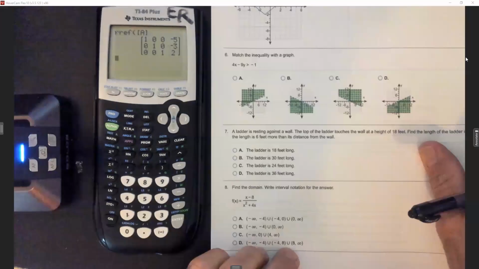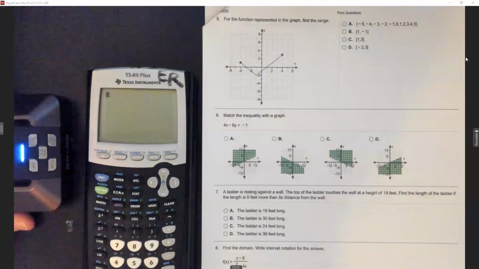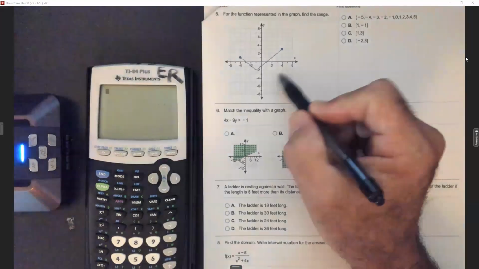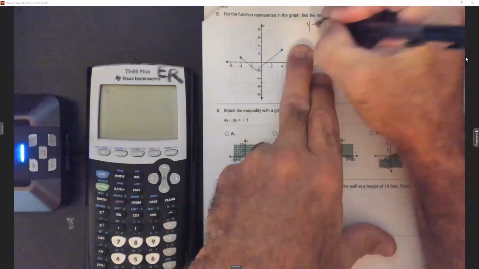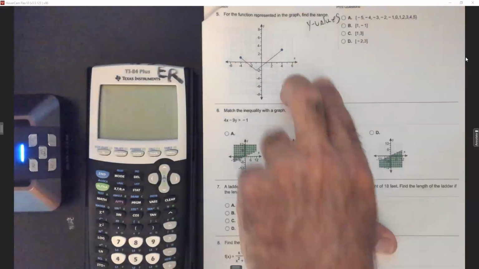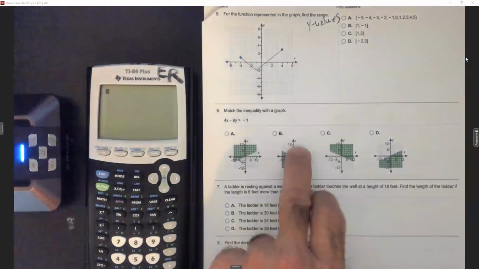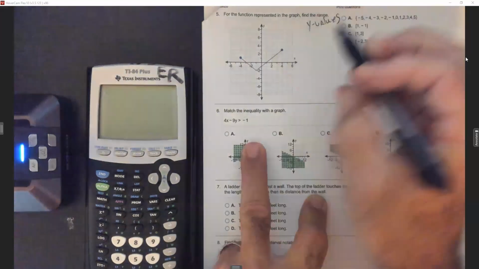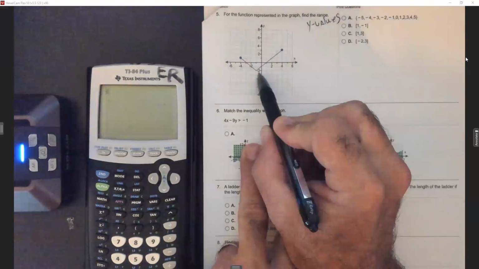All right, let's see what I got here. They want me to find the range of this problem. The range is the Y values. Okay, it's not the X's, it's the Y values. And the Y values go up and down on the Y axis, right? So what's this lowest value on the range? That looks like that's at a -2.